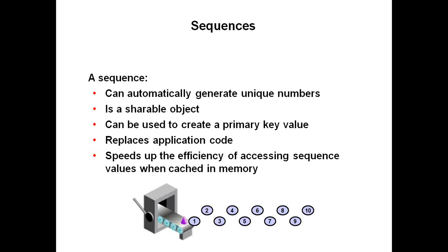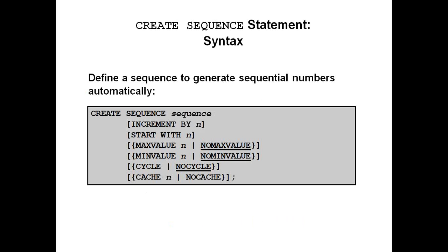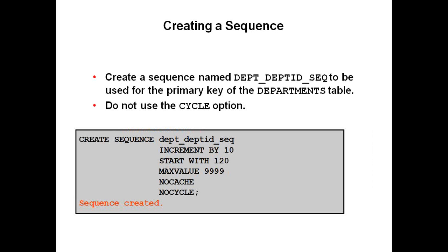So we have that option with us, and this is the basic syntax on how to create a sequence. First we would be providing the create sequence name. Then we would be specifying increment by how many numbers, and at what number it should start, and what is the maximum value and what is the minimum value, and do you want to go for cycle or no cycle. I will talk about what that is, and cache or no cache.